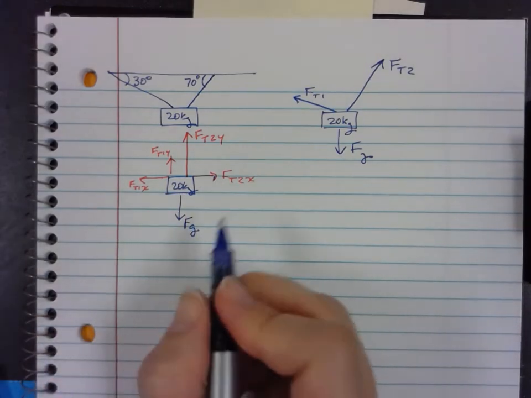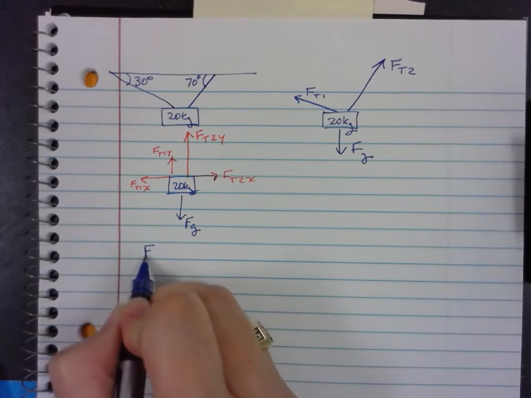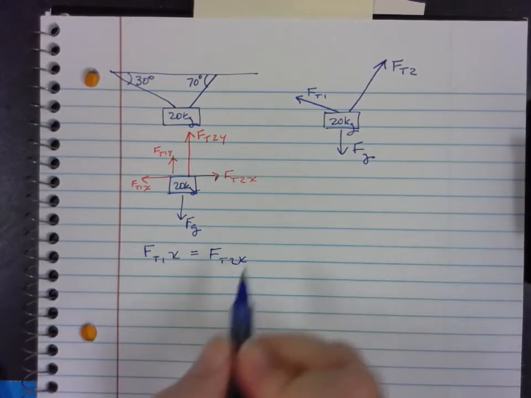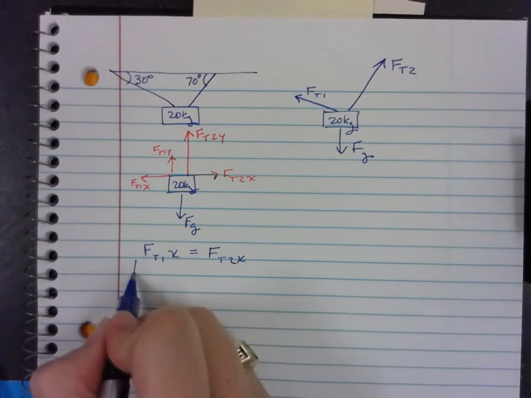We have a slightly different situation, however, than the last problem. Yes, FT1x equals FT2x, but now the angles are different.